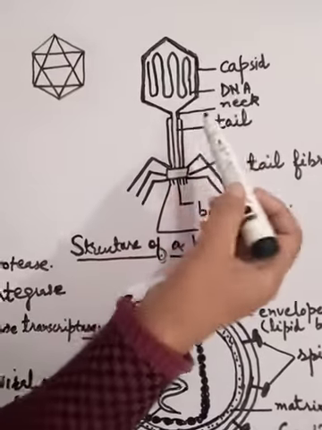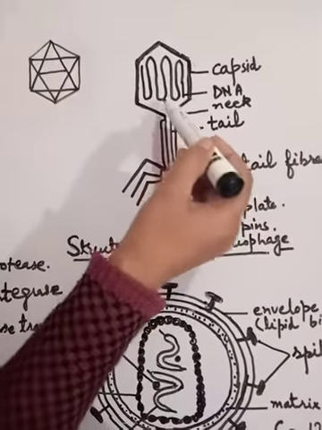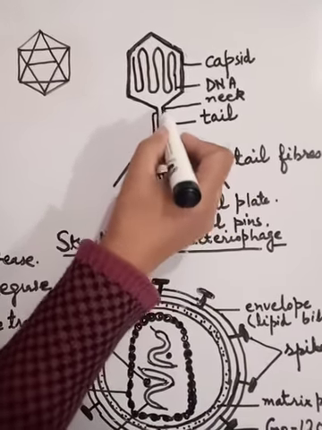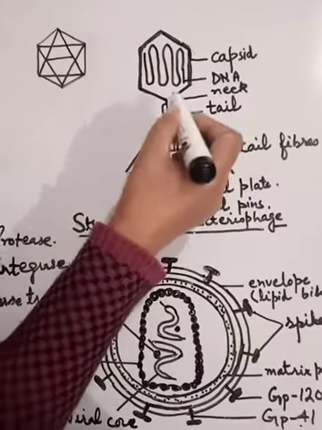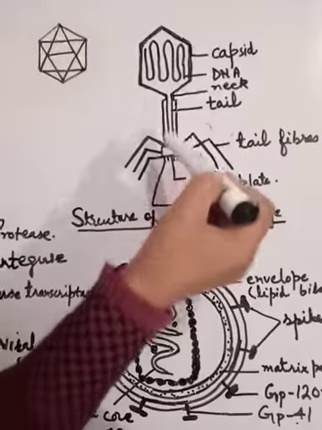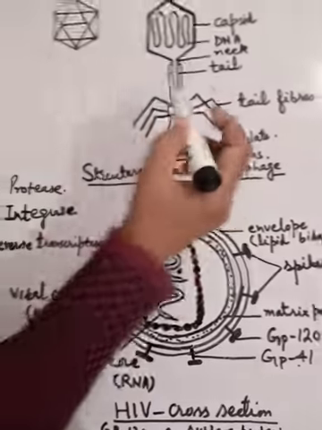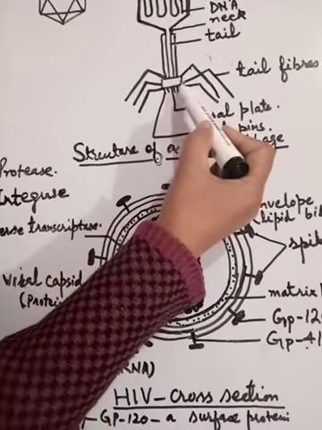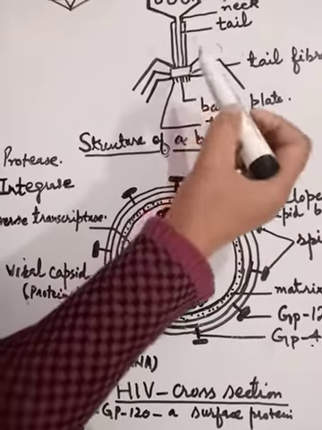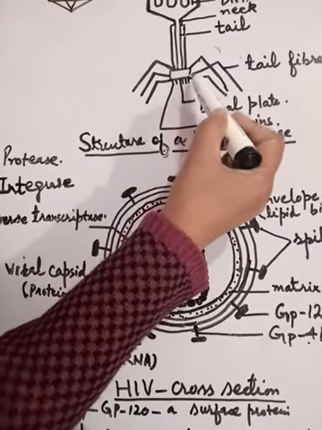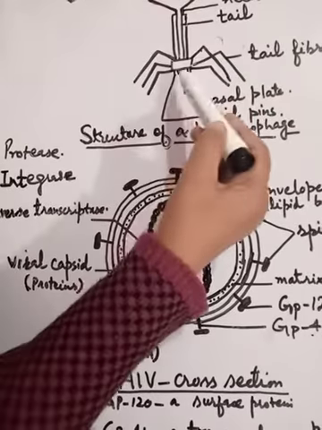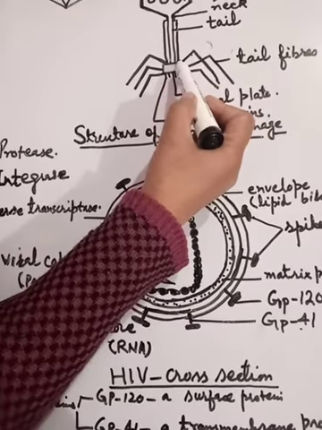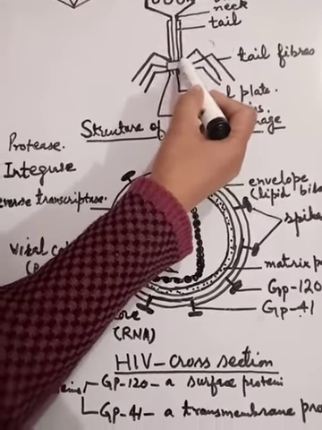And student, neck that connects head with that of the tail, and tail that is a hollow tube, and it is externally surrounded by a contractile sheath which helps it to transfer a viral genome into that of the host cell or bacterial cell. This tail that ends up into a basal plate which consists of 6 tail fibers and number of tail pins. Both tail fibers and tail pins, they are used to attach the bacteriophage with that of the host cell. Student, at the end of the tube, an enzyme it is released, which is called as what?